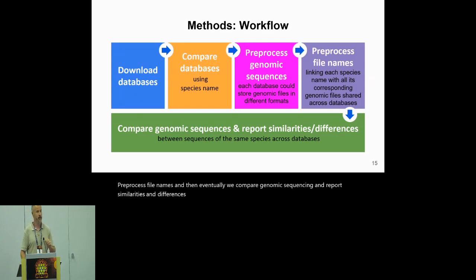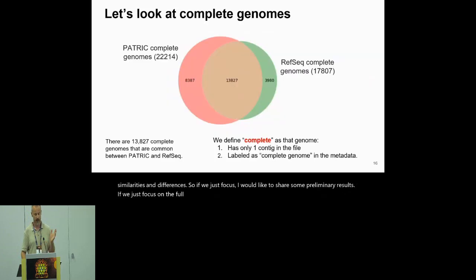I would like to share some preliminary results. If we just focus on the full genomes, they look a little bit better. We took full genomes, where the condition is that there is a single contig and it is labeled as a complete genome. We look at the complete genomes, and there are a little bit above 13,000 complete genomes which are common between Patric and RefSeq. So we have looked at that.